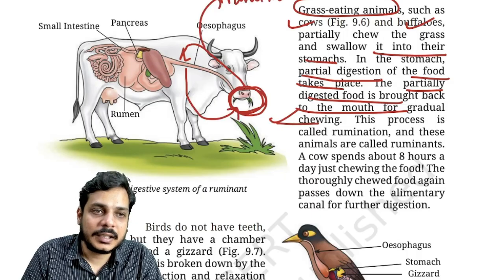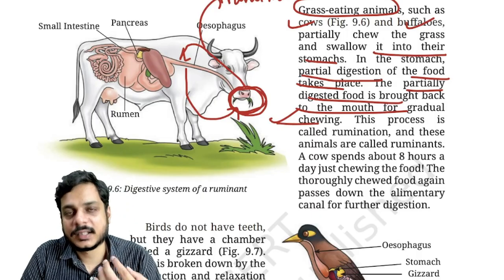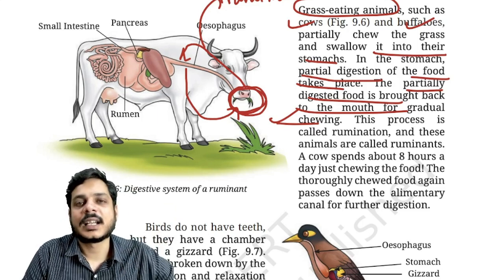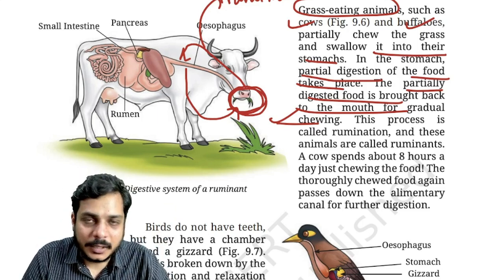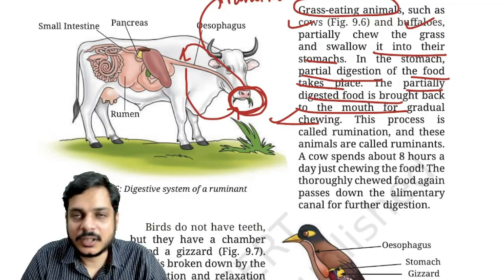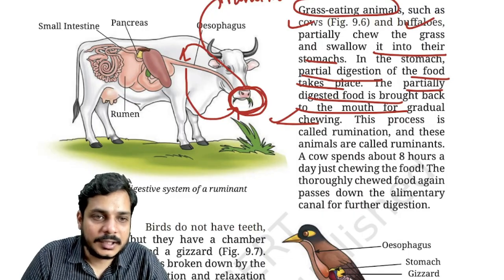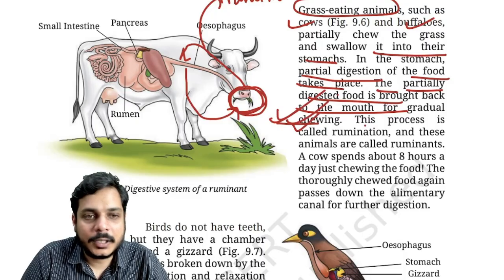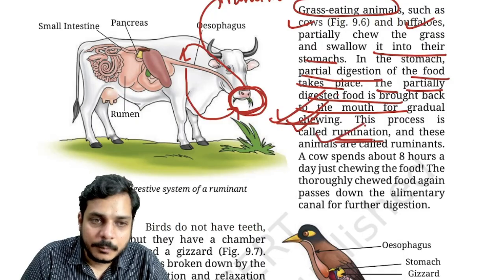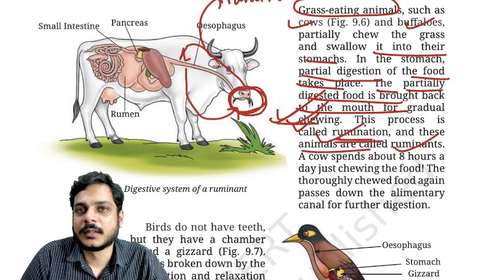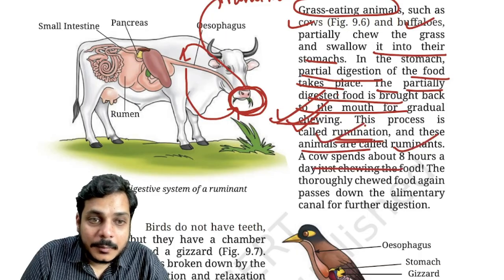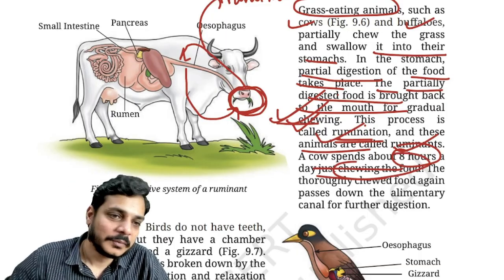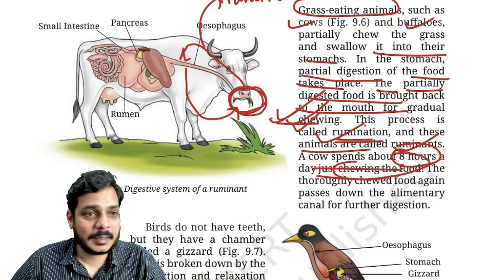Rumination means it is chewing partially and then it is coming to the stomach, and the stomach then puts it back into the mouth. This kind of process is called rumination, and the animals exhibiting this are called ruminants. Okay, the partially digested food is brought back into the mouth for gradual chewing. This process is called rumination, and the animals are called ruminants. Do you know that a cow spends about 8 hours a day just chewing the food? Okay. So this is about the cattle.